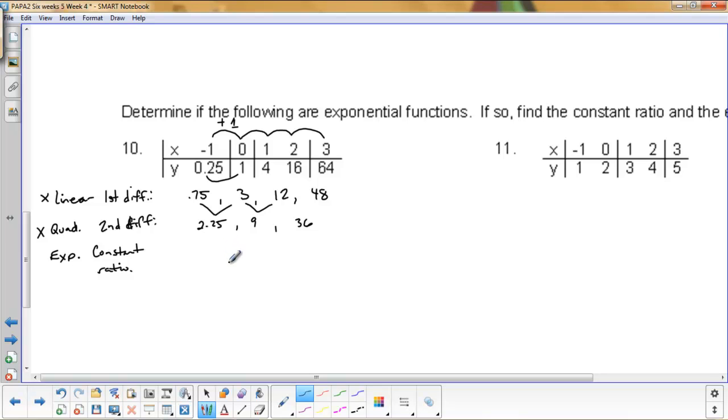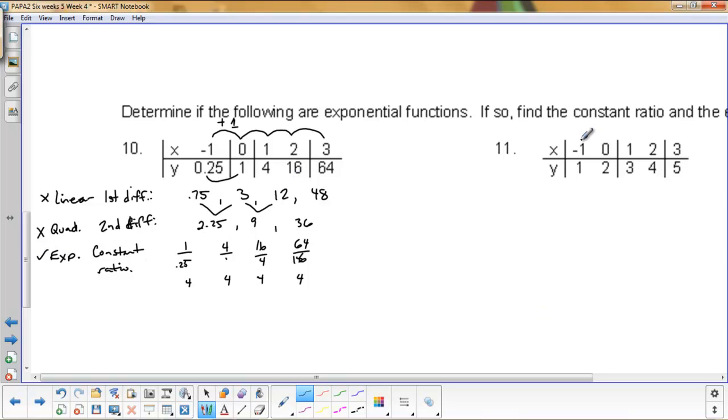The constant ratio is determined by dividing consecutive y values together. 1 divided by 1/4 is 4. 4 divided by 1 is 4. 16 divided by 4 is 4. And 64 divided by 16 is 4. So the ratio is constant in all of them. That means it is exponential.